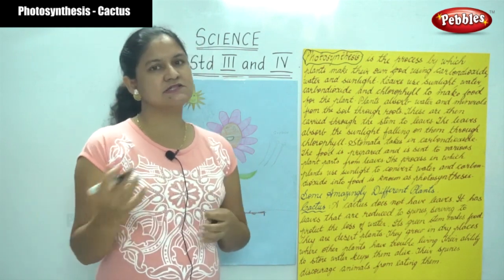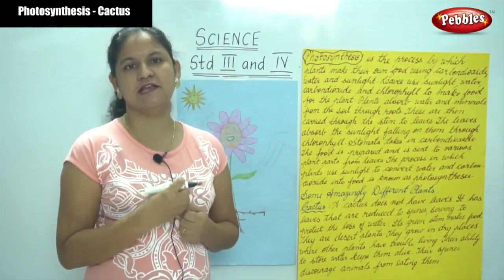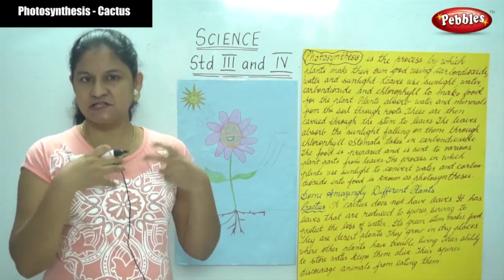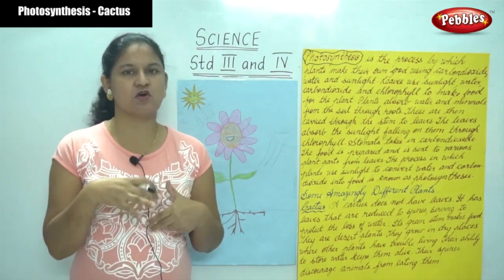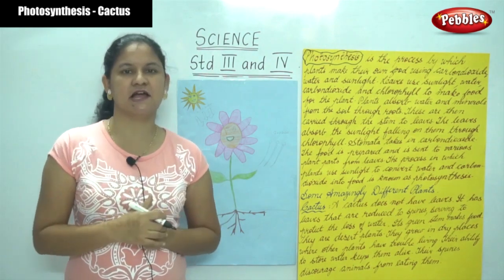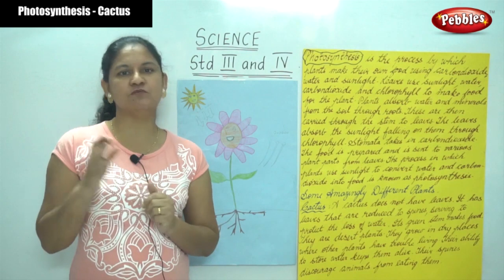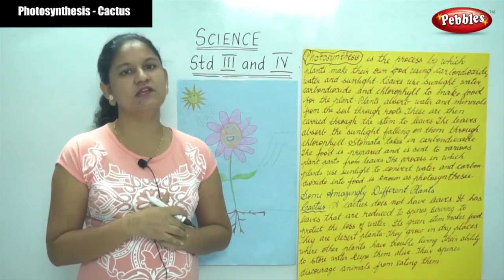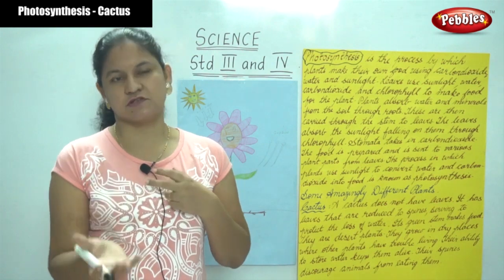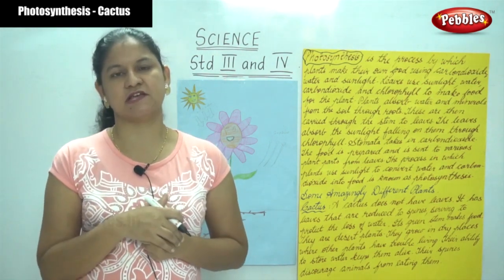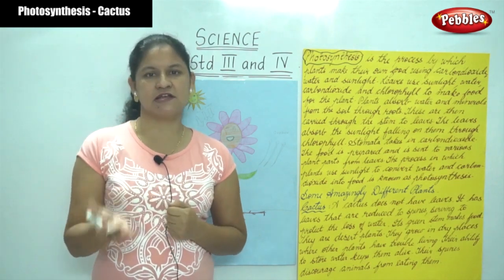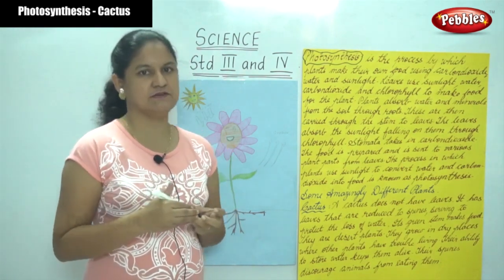So plants take in carbon dioxide and give out oxygen. Oxygen is what we take in. Humans and animals take in oxygen and give out carbon dioxide. So that's why I said that plants, animals and humans are interdependent on each other. Plants give out oxygen and take in carbon dioxide. Humans and animals give out carbon dioxide and take in oxygen.